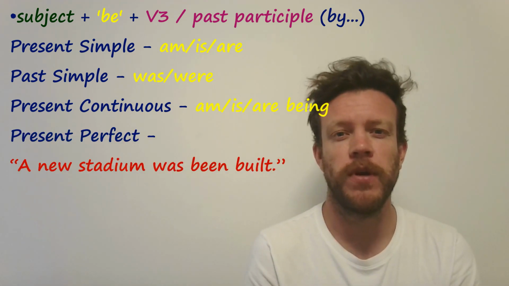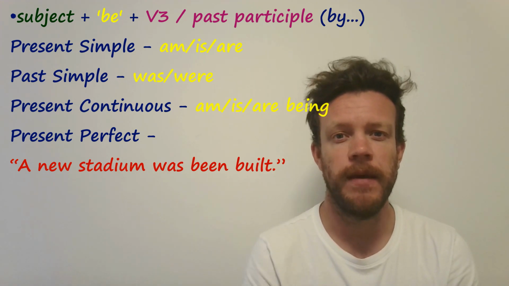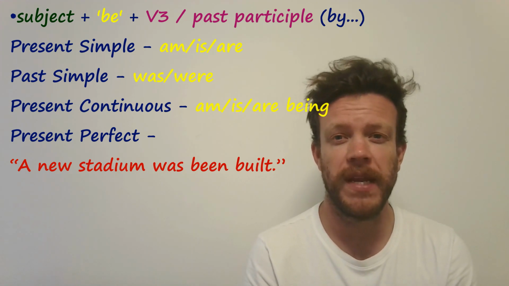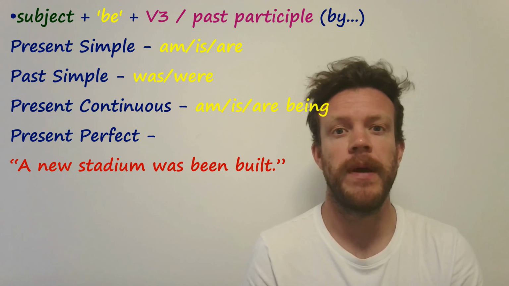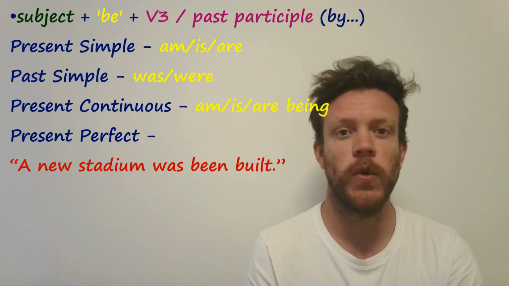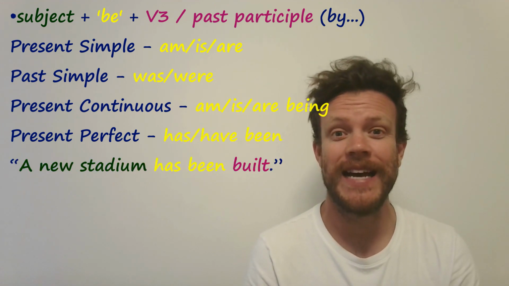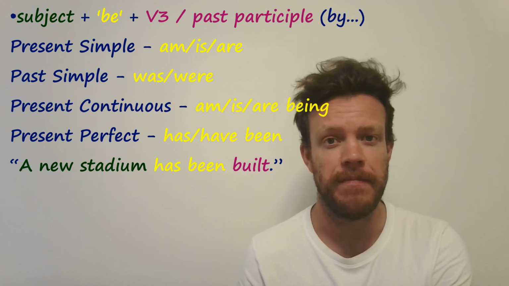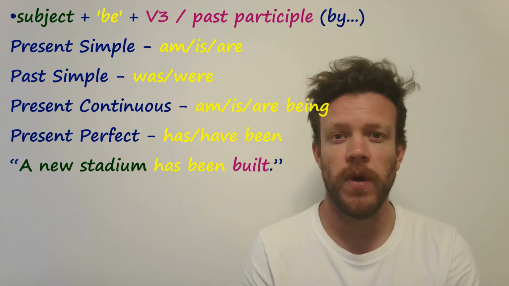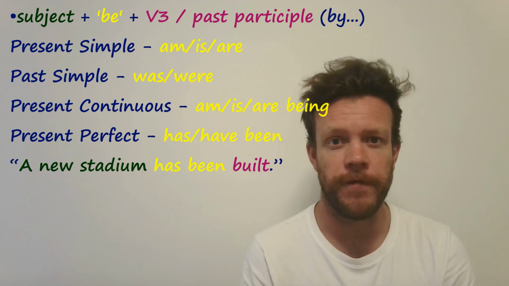Another one which causes problems is the present perfect passive. So just look at the sentence up here, and think about how you normally make the present perfect and try to correct the sentence. And well done if you remembered that for perfect tenses, we always use the verb have. So a form of be is has, have, been. A new stadium has been built. This is quite a common one because it's easy to mix up has and was. So watch out for it.